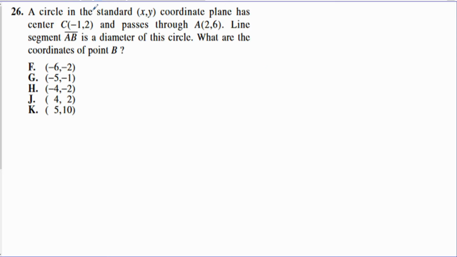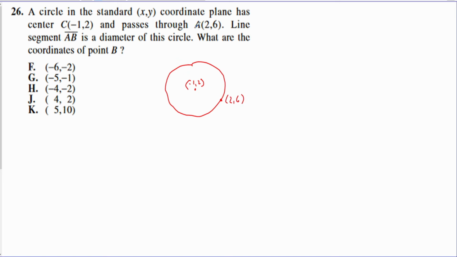A circle in the standard XY coordinate plane has a center at negative 1, 2 and passes through 2, 6. Line segment AB is a diameter. What are the coordinates of point B? Okay. So again, let's draw a picture. Anytime there's a geometry problem, let's draw a picture. Center is at negative 1, 2. Okay, and it's saying it passes through A, 2, 6. So there's just some point on the edge of the circle that is 2, 6. Okay, it doesn't matter if we're up and down to scale. We're just putting it on the circle.